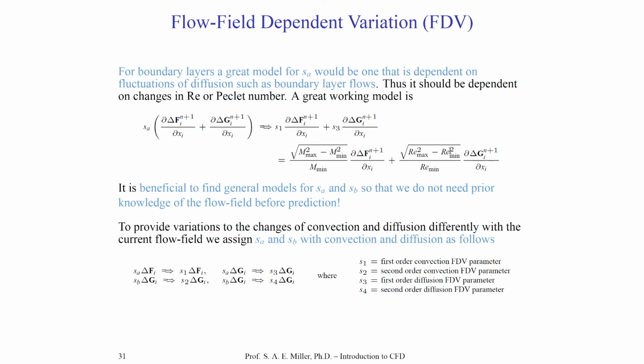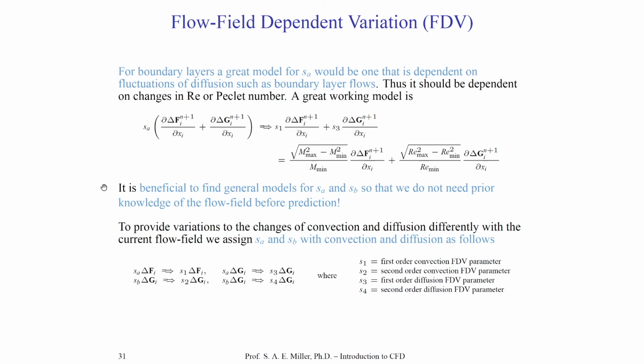For a boundary layer flow, SA would be one that is dependent on the fluctuations of diffusion, such as in boundary layer flows. Therefore, SA would be dependent on something like the changes of the Reynolds number or the Peclet number. A great working model for SA could be formed, and so FDV might actually have models that vary SA depending on, of course, the flux vectors F and G.